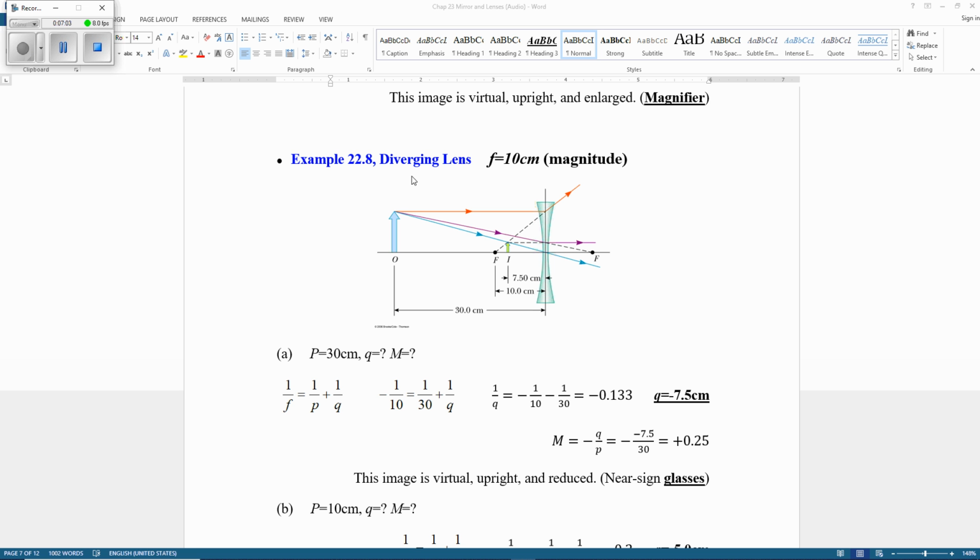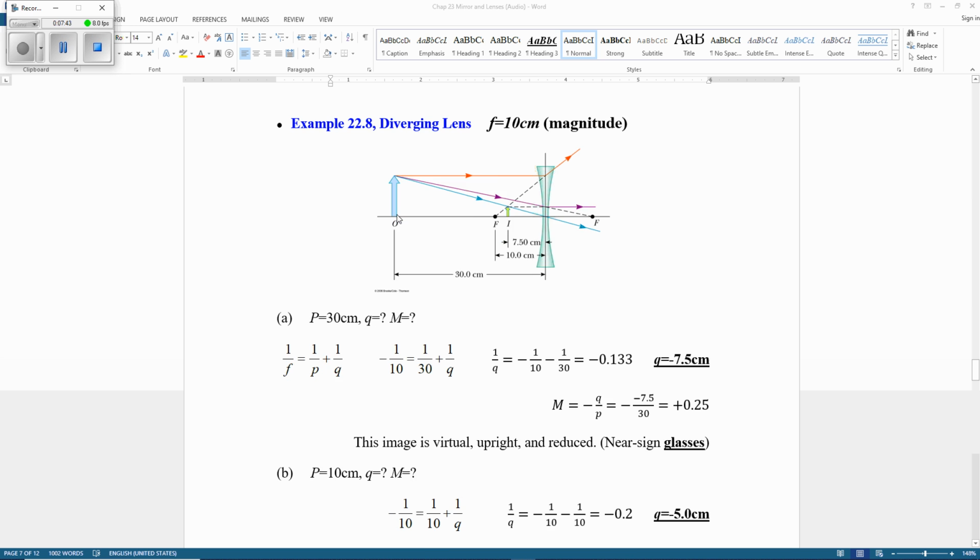Okay, so assume we have a diverging lens and f equals 10 centimeters, so that's magnitude equals 10. And you know when you solve a problem for diverging, f should always be negative 10. Okay, so now here's the diverging lens, like that. The middle part is smaller in size, the edge is bigger. And again, we always choose the object on the left side, the front, so always positive.